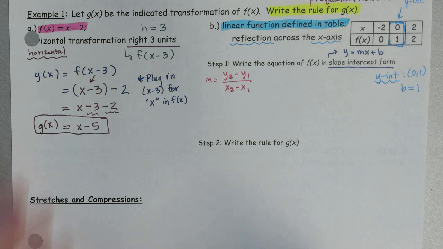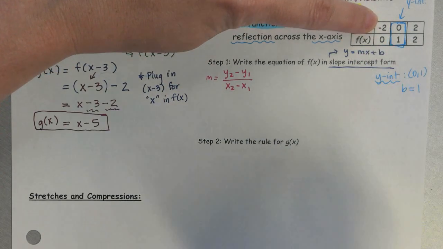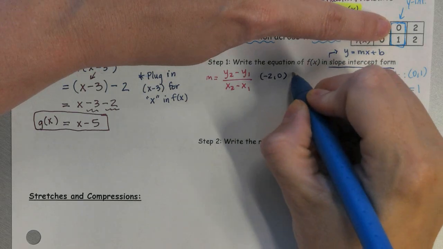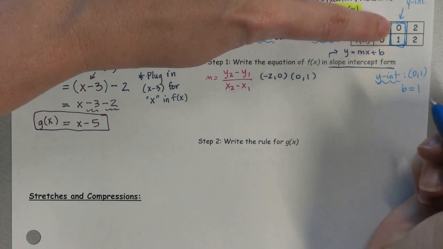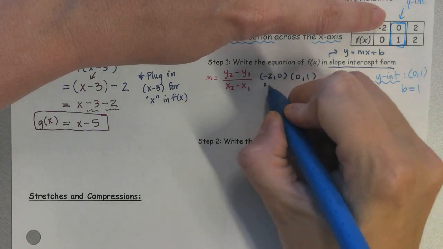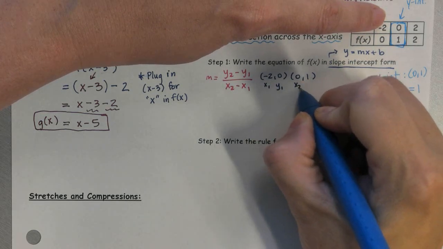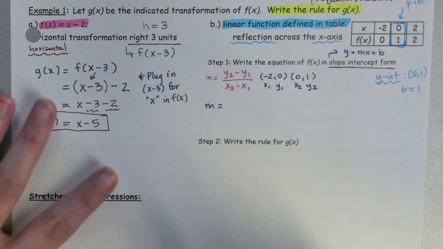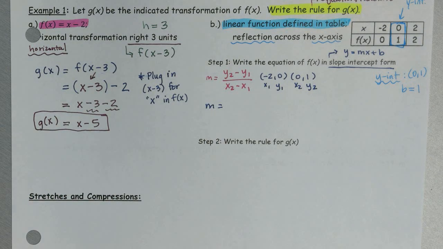So I look at my table and I say, okay, this is negative 2, 0, and this is 0, 1. But it doesn't matter. You choose any 2 points from the table. Okay, any 2 points. x1, y1, x2, y2, and then will you guys find the slope for me? And then once you've done that, see if you can write the equation in slope-intercept form. So find the slope.